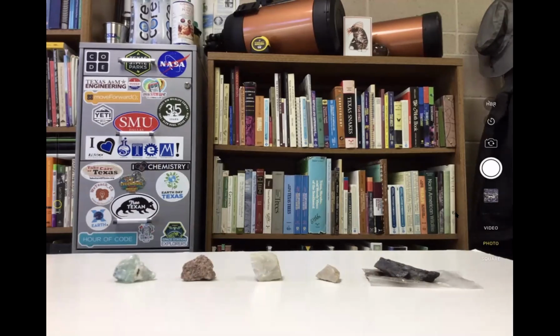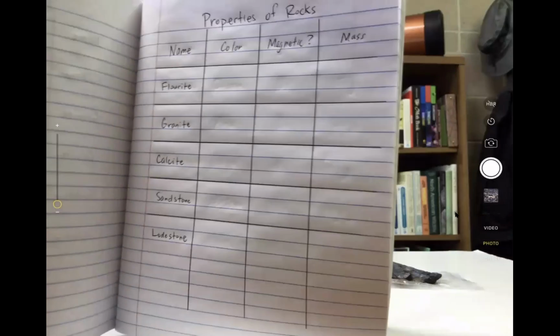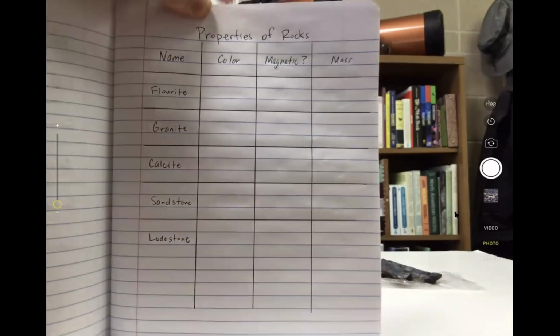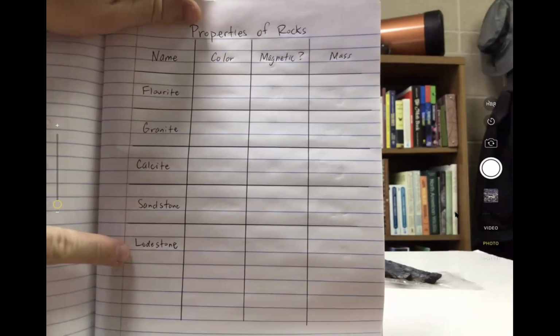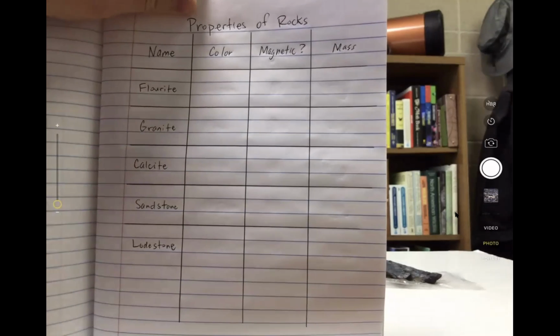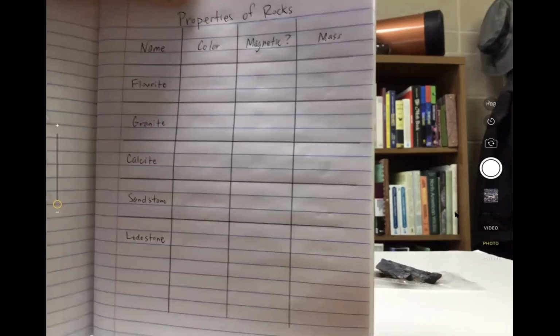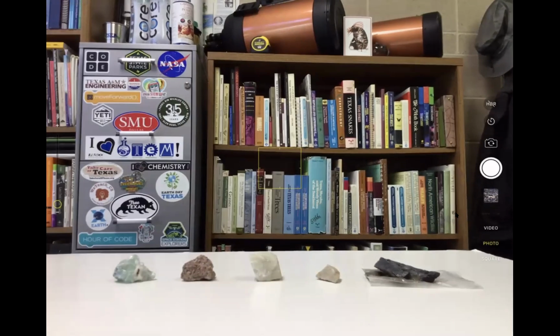They have some properties, and I'm going to record some properties and use some tools. So the first tool I'm going to show you is actually my science notebook. You can see I titled this table here properties of rocks, and I've named my rocks fluorite, granite, calcite, sandstone, and lodestone. And we're going to look at the color of them and some other details of them too, which brings me to my second tool, which is a hand lens. I've got that in a little holder right here.